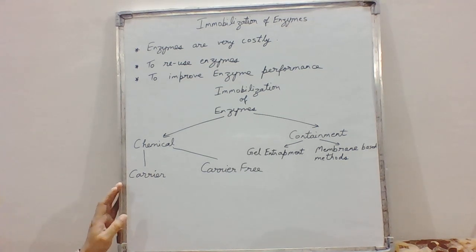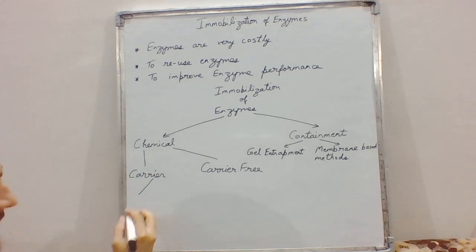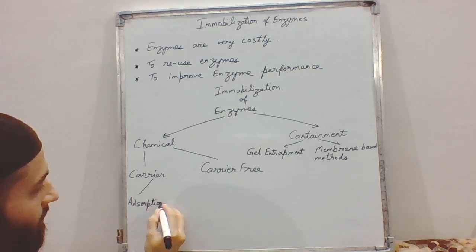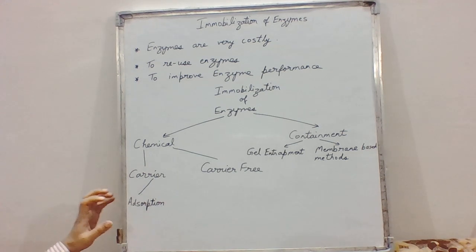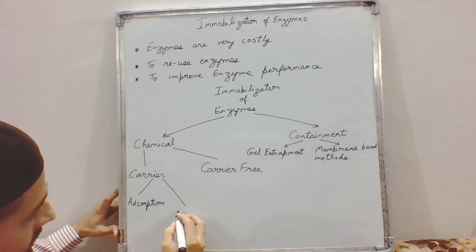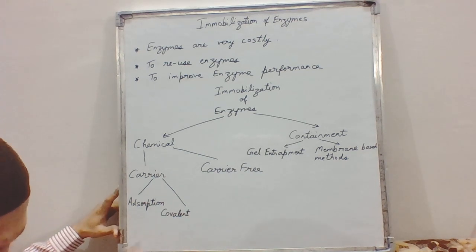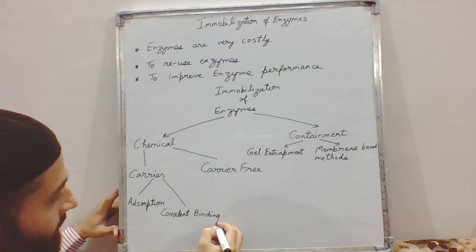In the chemical carrier bound method, on the basis of the chemical nature of the binding, it can be of two types. One is binding by weak forces that we normally call adsorption, which is binding of the enzyme onto the surface of the carrier by weak forces. And the other can be a stronger method. We know that covalent bonds are very strong bonds, so the other method can be the covalent binding method.